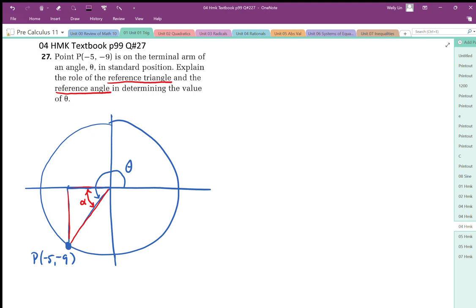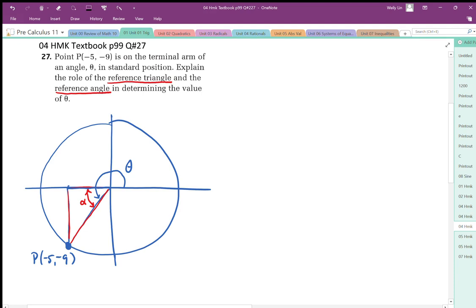Question number 27 on page 99 says point -5, -9 is on the terminal arm in standard position. Explain the role of the reference triangle and the reference angle in determining the value of theta. Here I've drawn the position -5, -9 in quadrant 3, and I've drawn the reference triangle in red.